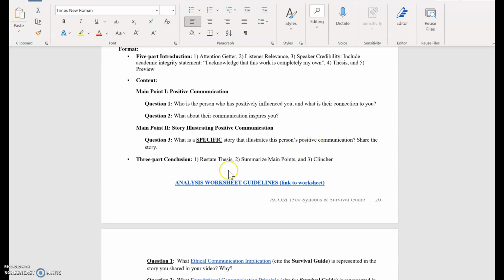And then we need a story, a complete story that has a beginning, a middle, and an end that illustrates their positive communication. Now, this can be something that you were involved with personally. It can be something that you witnessed this person do that demonstrates positive communication, but it needs to be a very specific story. It can't be something like, well, they're just a really nice person, they're nice to everyone when we go places. What is a specific incident where you saw them or experienced them being nice to someone? So we need specifics, not generalities. So give a very specific story about how this person has demonstrated positive communication.